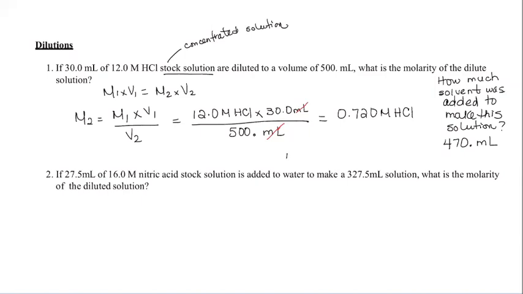Okay, so we use 470 milliliters of solvent plus the 30 milliliters of that 12.0 molar HCl. That's what made the 500 milliliters of that 0.720 molar HCl solution.